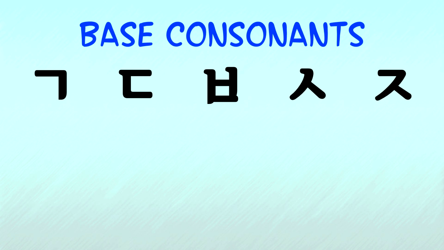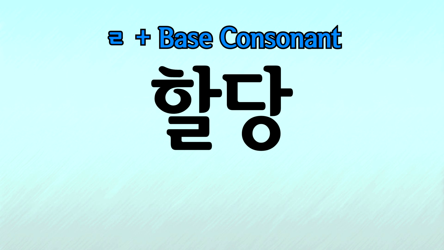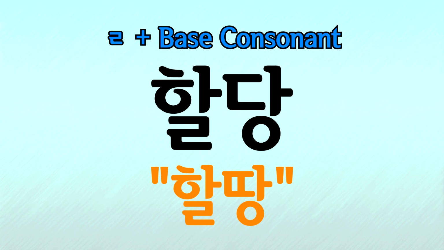Here's the next sound change rule we'll need to know. This rule is similar to the first sound change rule that we learned. Whenever you have a lir, that's this consonant, followed by one of our 5 base consonants, the base consonant will usually become a double consonant. For a quick reminder, here are the base consonants. There's only 5 of them. Here's a quick example. In this example, there's a lir at the bottom of the first syllable, hal, and it's followed by a base consonant, a digat, at the beginning of the syllable, tang. So the base consonant, digat, becomes a double consonant, and the word becomes pronounced as 할당.